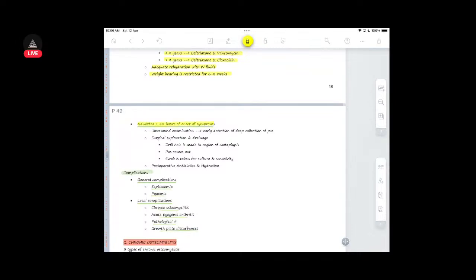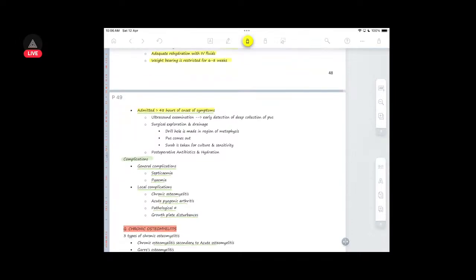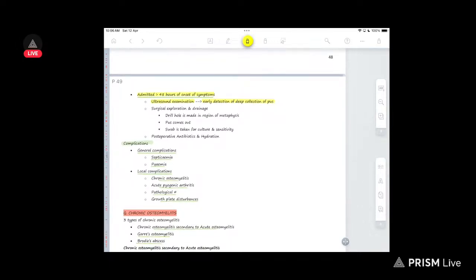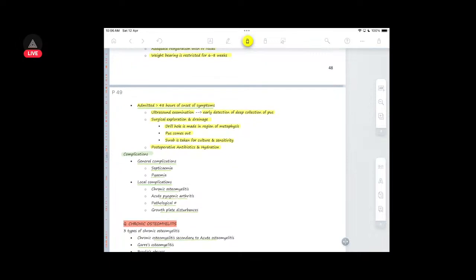So if admitted more than 48 hours of onset of symptoms, ultrasound examination needs to be done, and early detection of deep collection of pus needs to be done. Surgical exploration and drainage has to be done. Drill hole is made in the region of metaphysis and the pus will come out. Swab is taken for culture and sensitivity, and post-operative antibiotics and hydration has to be done.